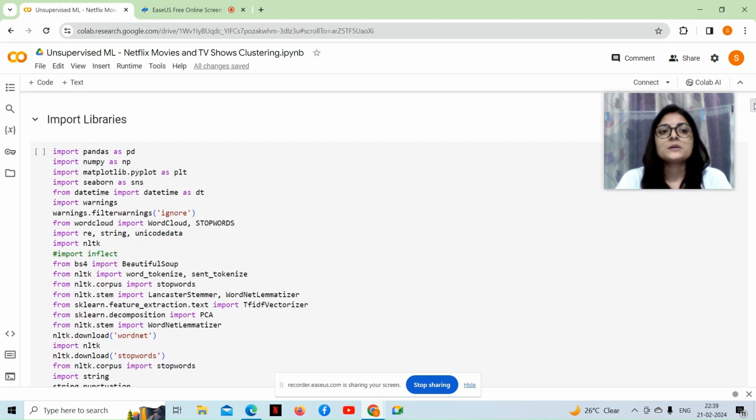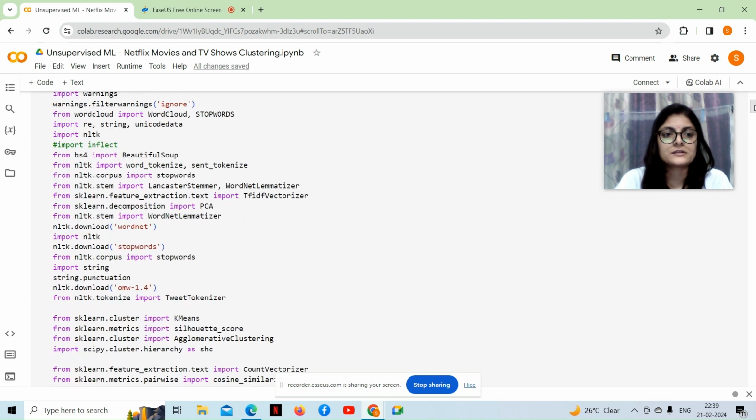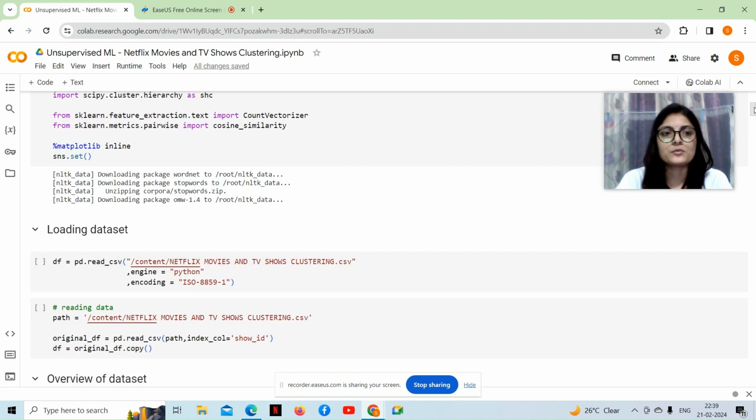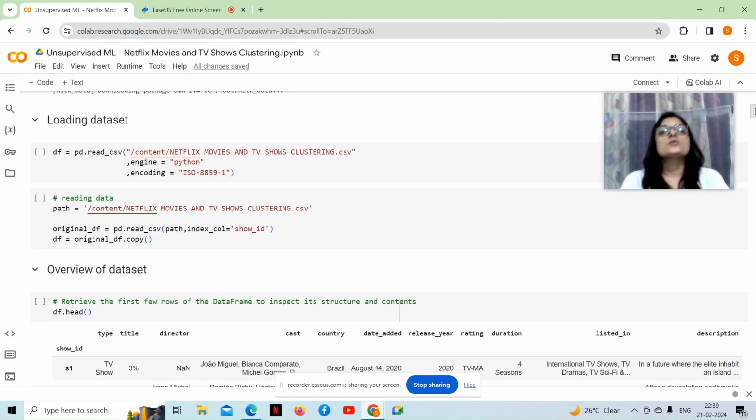First, what we did, we imported the important libraries: pandas, numpy, matplotlib, seaborn, datetime, warnings. So these are the important libraries we have imported. The next thing we did, loading the data set. df is equal to pd.read_csv, then copy the path and then load the data set. Then third is reading the data set.